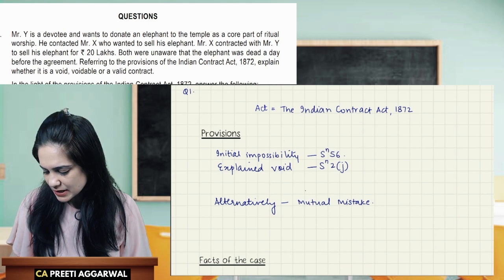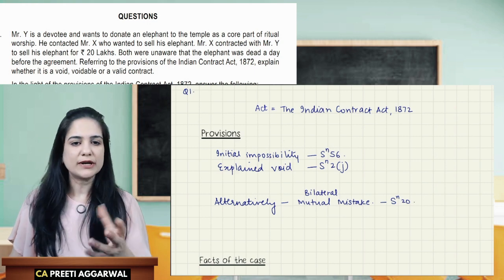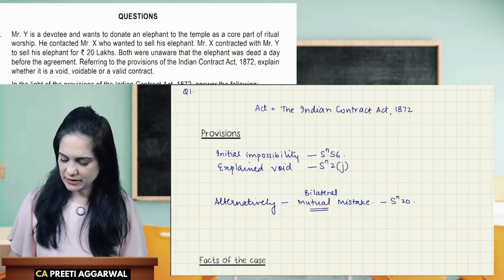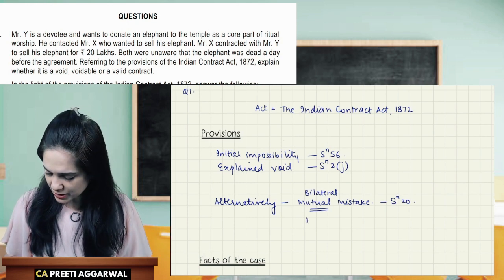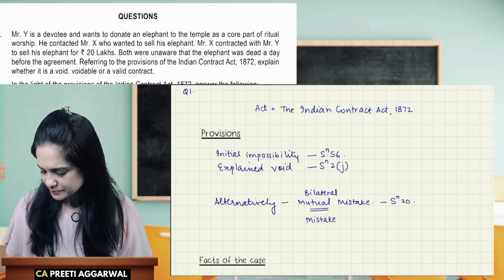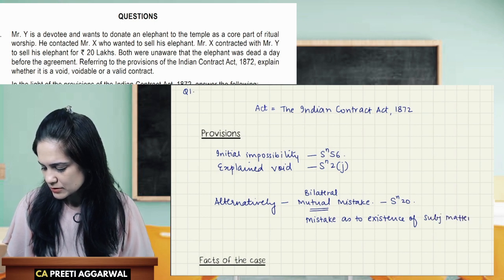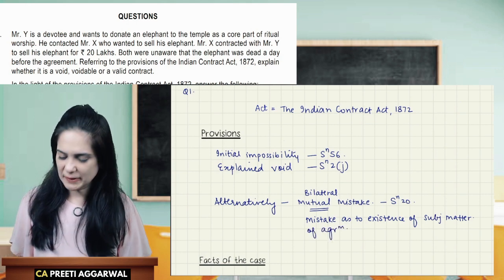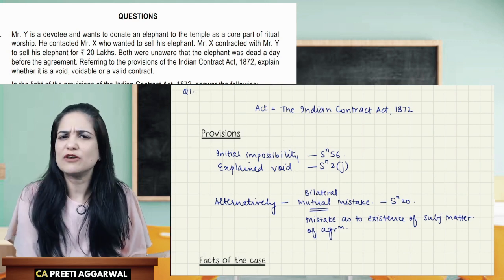Mutual mistake is nothing but bilateral mistake, which is covered under section 20. You can also write it according to section 20, that is the subject matter ceases to exist. So you can write that there is a mistake as to the existence of the subject matter necessary for the agreement. You can explain section 20. There also the agreement will be considered as void ab initio because it is a mistake of both the parties.